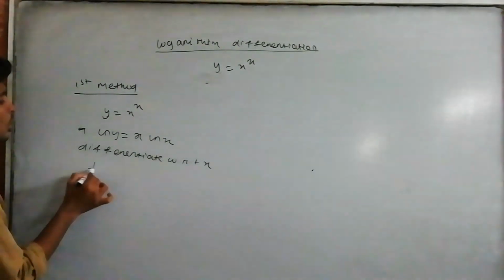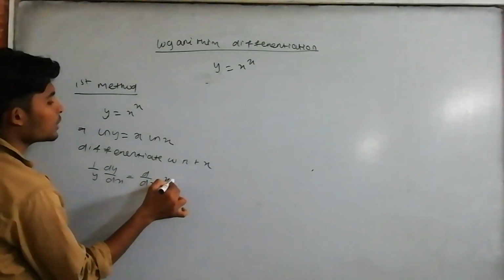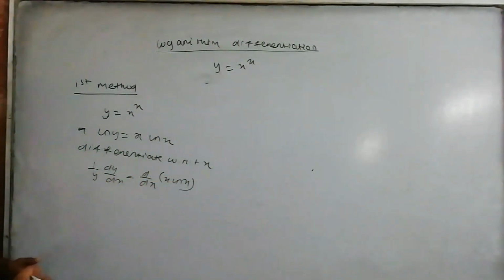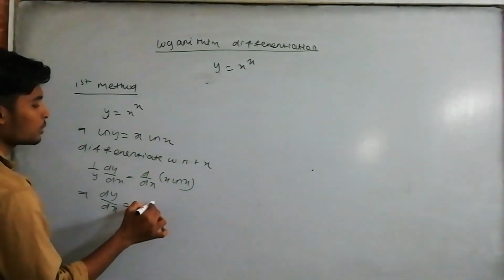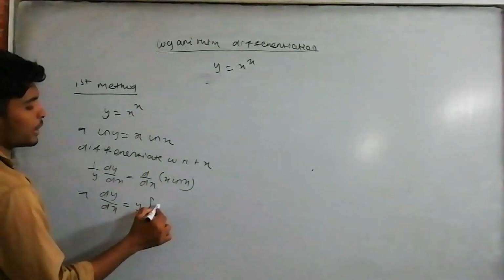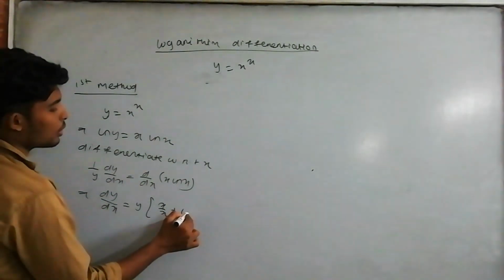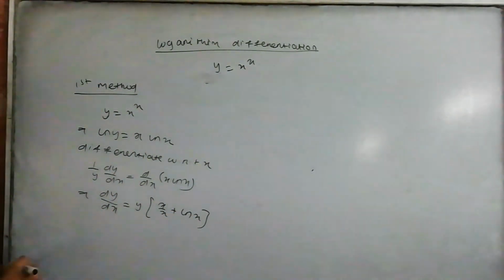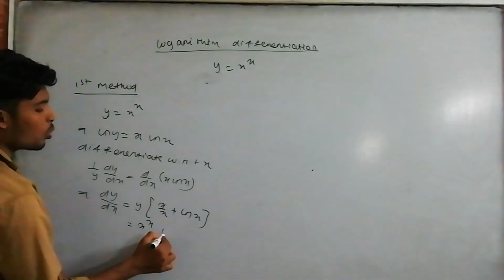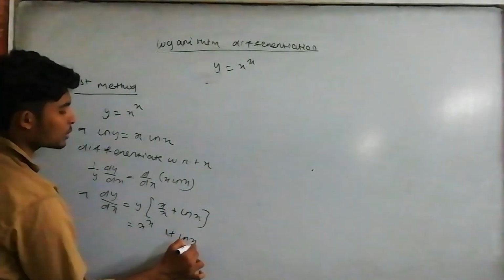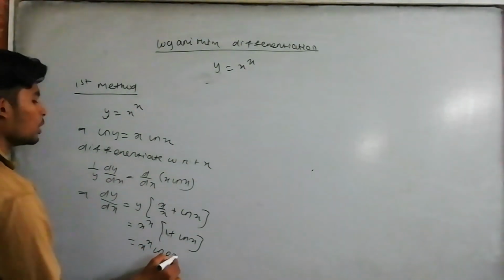Then what do we get? 1 by y dy by dx is d by dx of x ln x. Taking ln x as constant, the derivative of x is 1, and taking x as constant, the derivative of ln x is 1 by x, so x times 1 by x plus ln x. So here y is x to the power x. So we get x to the power x times (1 plus ln x), and we know 1 is ln e, so it is x to the power x ln ex.